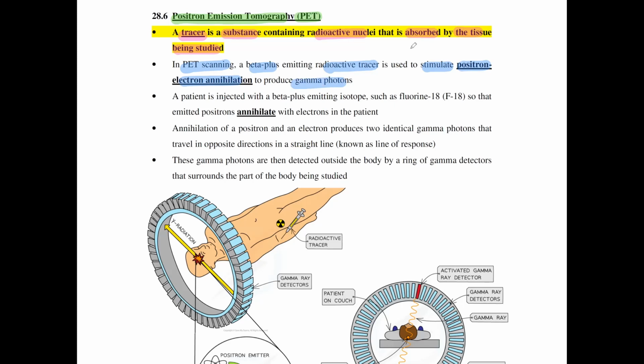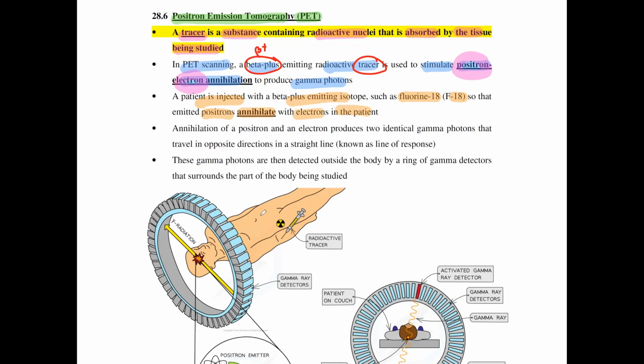Okay, so the tracer that you are going to inject into your body must be specifically emitting beta plus particles, so that later on you are going to get positron electron annihilation. So your patient is injected with a beta plus emitting isotope, usually fluorine 18, or shortened as F18, so that the emitted positrons annihilate with the electrons inside the patient.